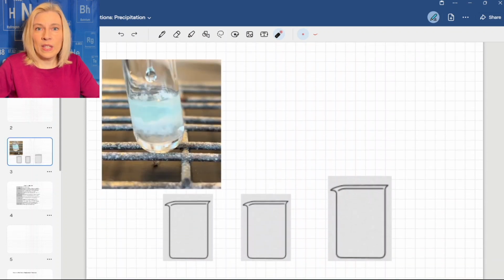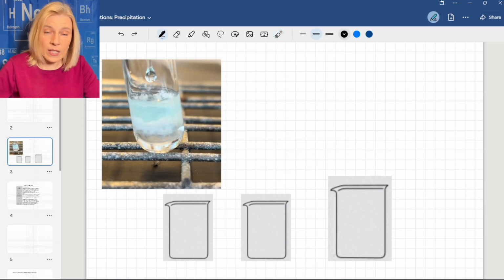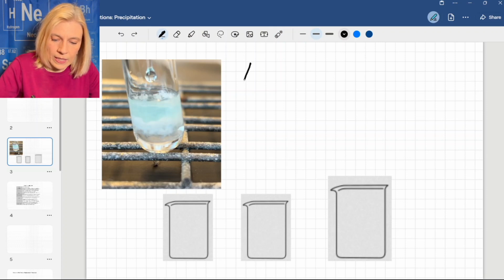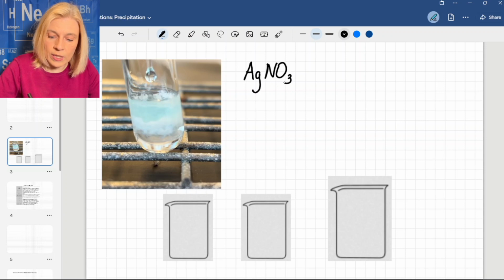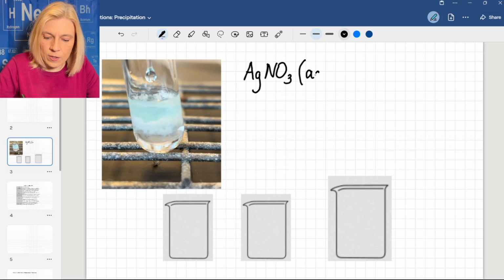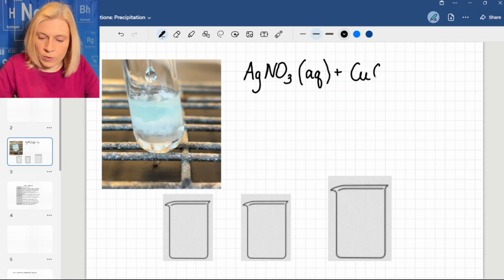So now, let's actually learn about what happened. Here is our quick picture to remind us what happened. Let's write what we saw. We had silver nitrate, and the solution was clear. There was nothing there. It looked like water. That's why it's AQ, aqueous. We added another clear solution, of copper 2 chloride. That was also clear. That was also aqueous.